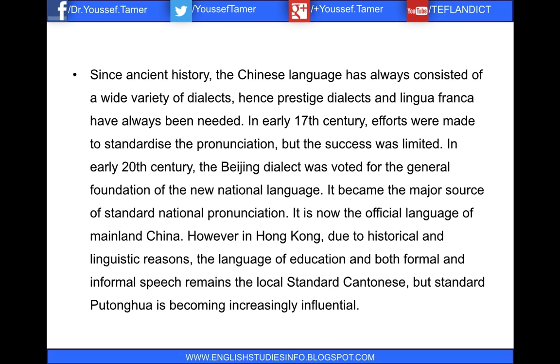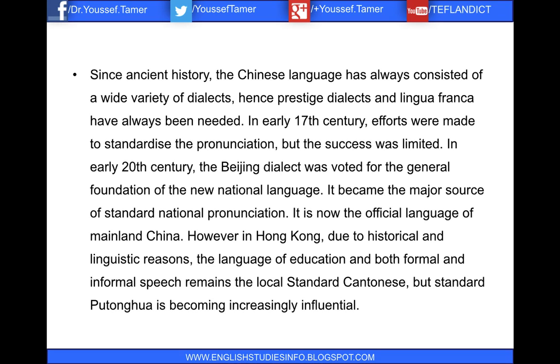In this century, the Asian dialect became the official language of China. Yes, that's fine. So there were many dialects spoken in China in ancient history, a wide variety of dialects. And then at a certain point in time afterwards, there was a kind of development, especially in the 20th century. What happened in the 20th century?